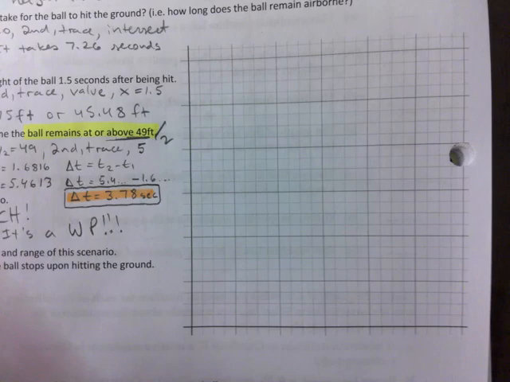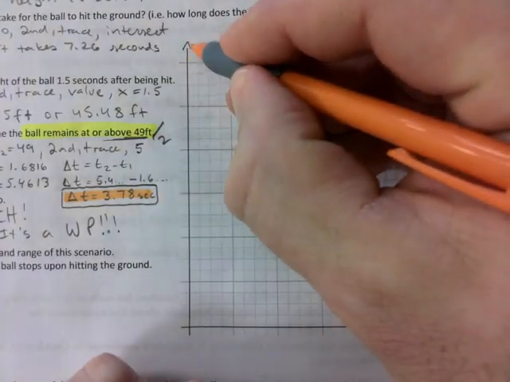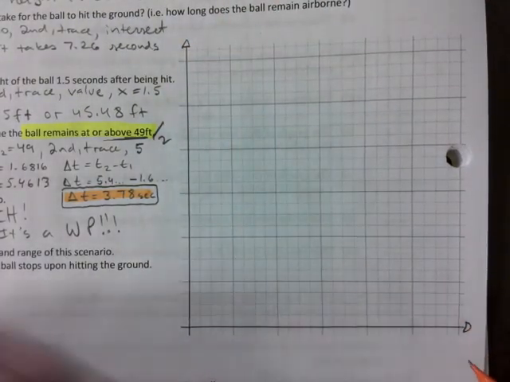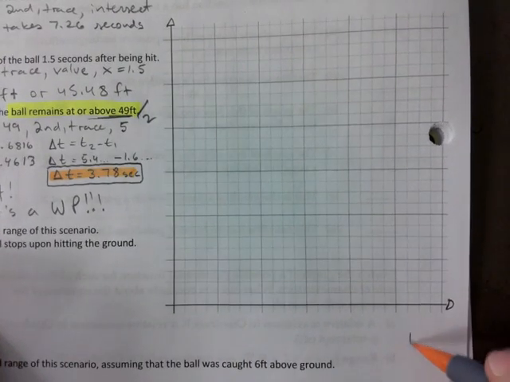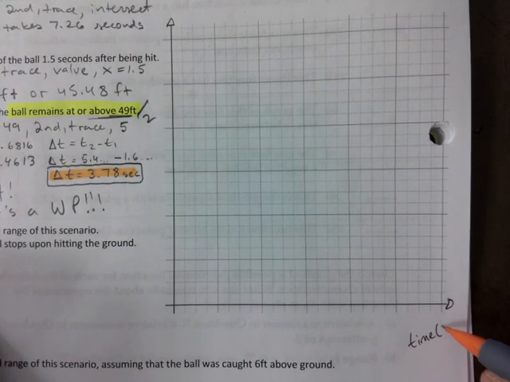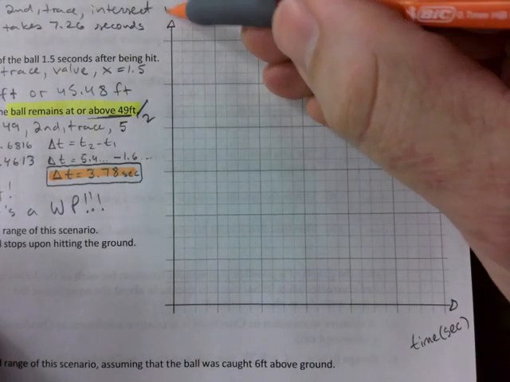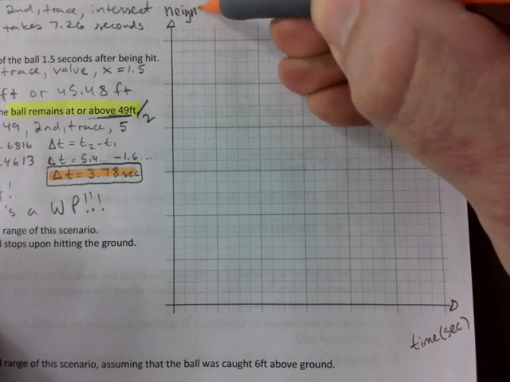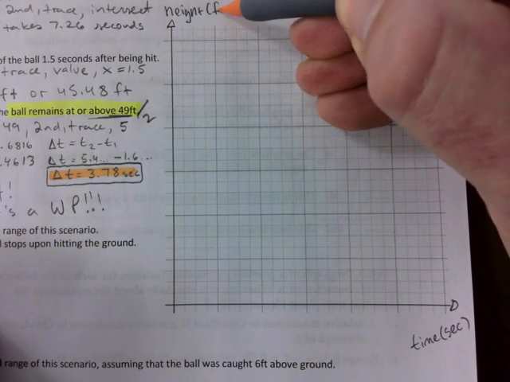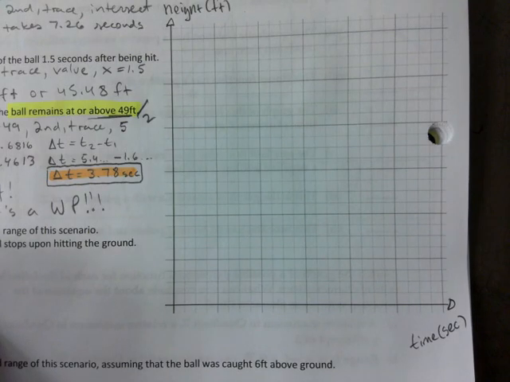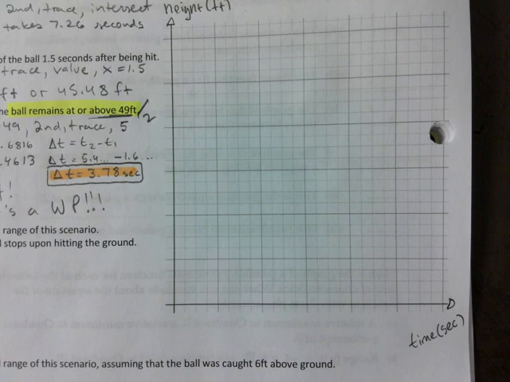So what needs to be on the axis? X and Y isn't going to cut it anymore. Okay, so you got to go time in seconds, very important. And then y-axis is now height in feet, right? So it could be feet, yards, meters, centimeters, you name it. And now we're basically going to do the same as before. We're going to come up with our intercepts, our vertex, the important points.